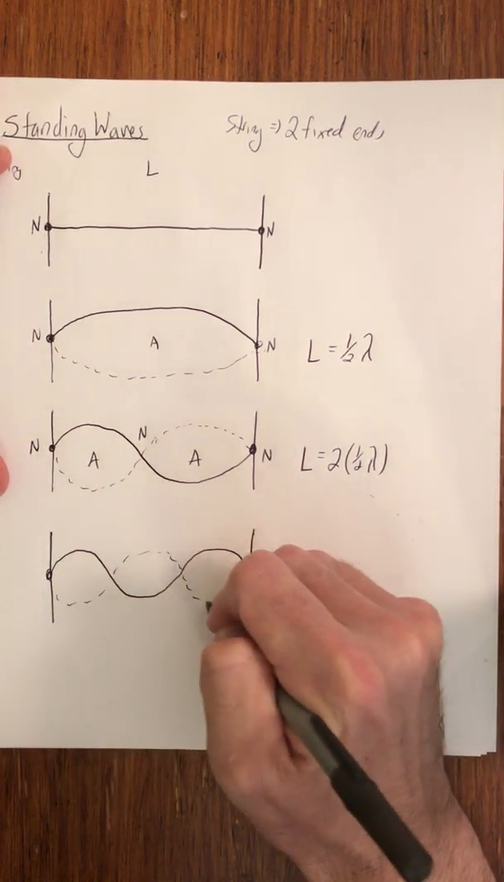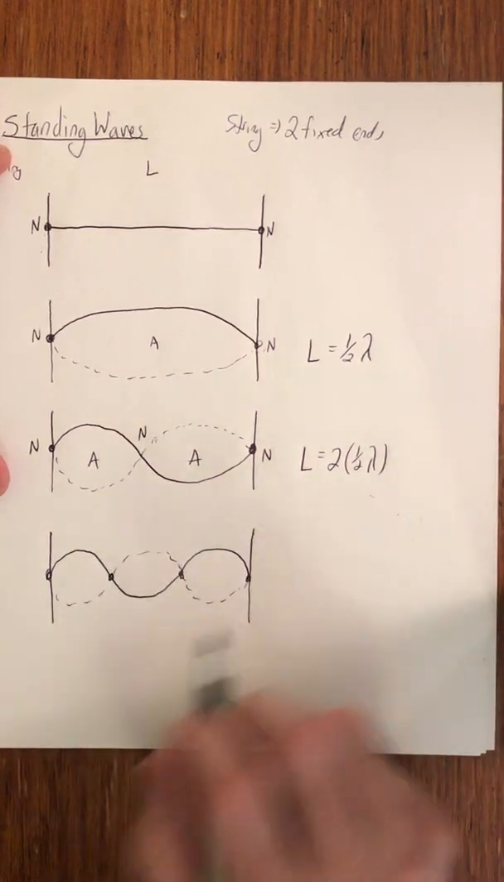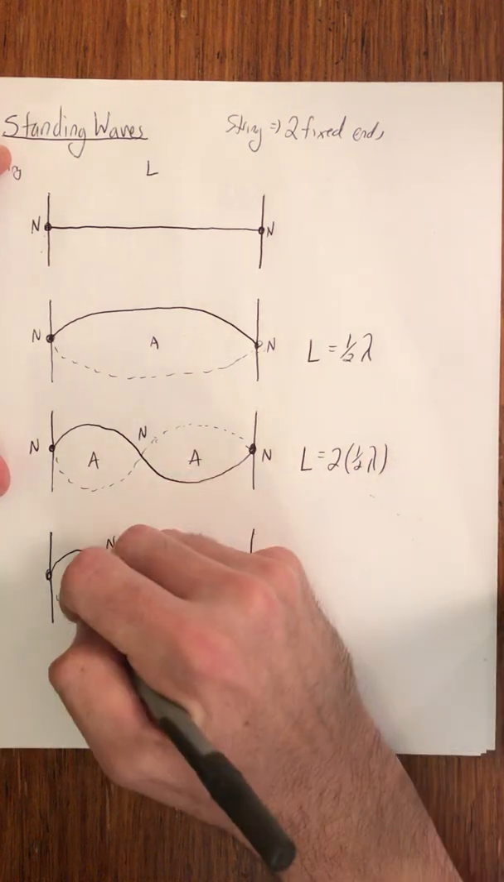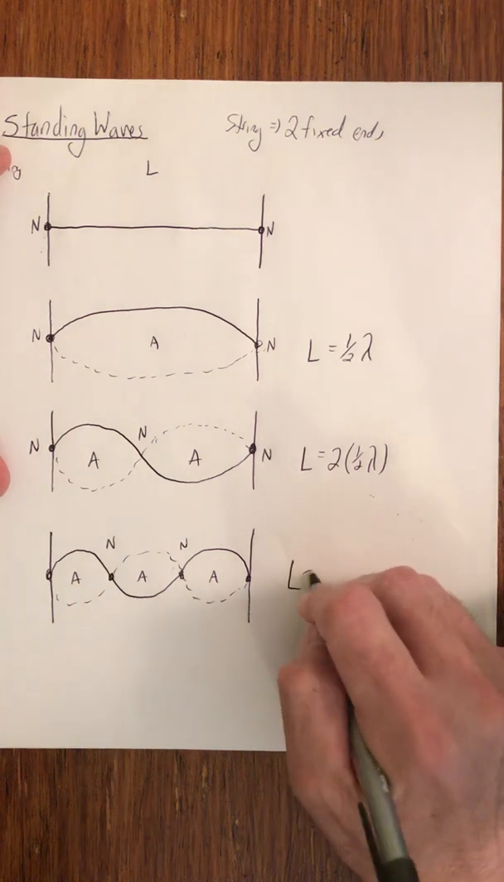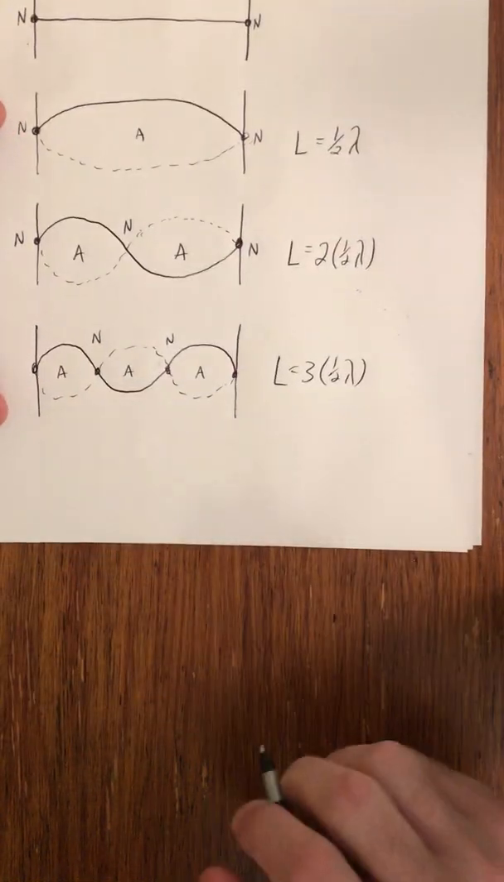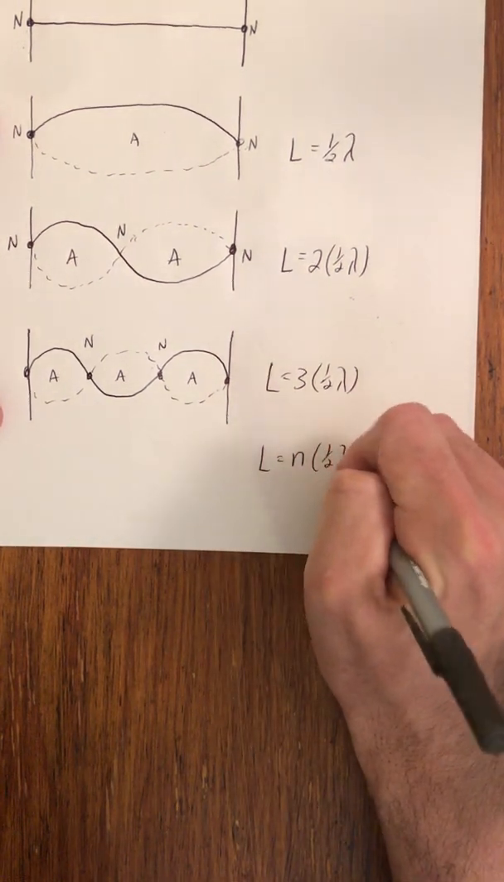And remember, it's just that the boundary condition requires the node at either end, and if we want the pattern to fit nicely on the length, these were the only things that caused nodes to appear. Here, L was equal to 3 half wavelengths, and we said then, looking at that pattern, that L had to equal N half wavelengths, right?